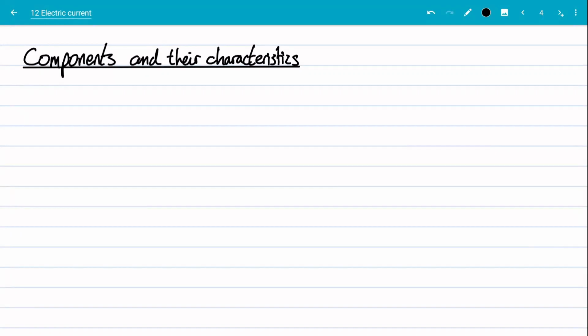Whiteboard Physics A-Level Lesson 67, Components and Their Characteristics.